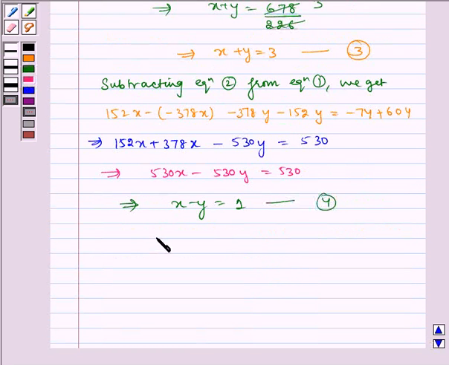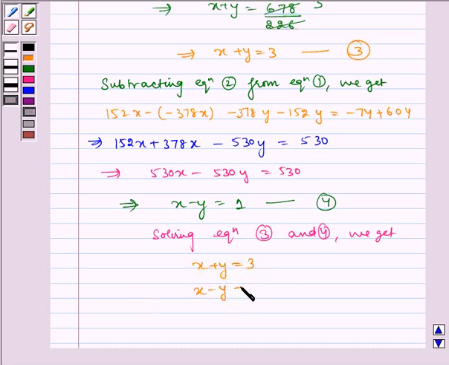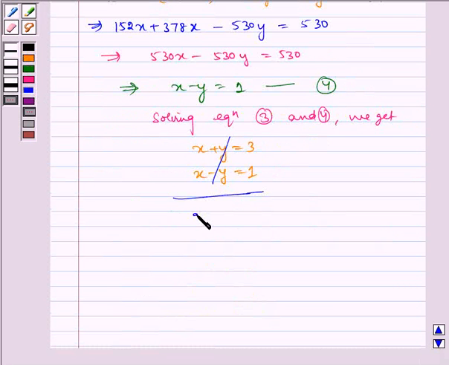Now, solving equations 3 and 4, that is, x plus y is equal to 3 and x minus y is equal to 1. Now, adding these two equations, the y terms get cancelled. We get 2x is equal to 4, which implies x is equal to 4 divided by 2, which implies x is equal to 2.